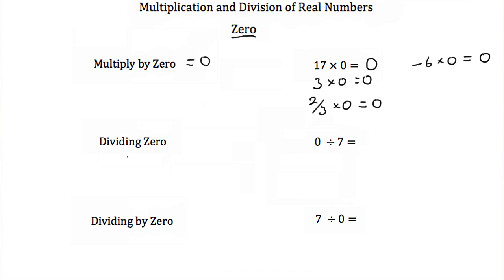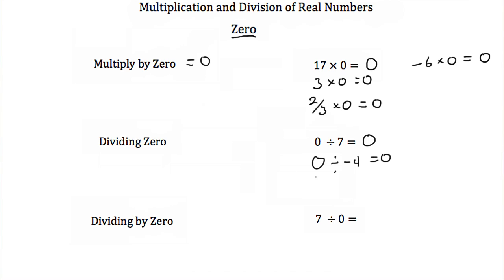Now let's talk about dividing 0. If we take 0 and divide it 7 times, you're going to end up with 0. You can divide 0 by any number and you will always get 0. 0 divided by negative 4 is 0.